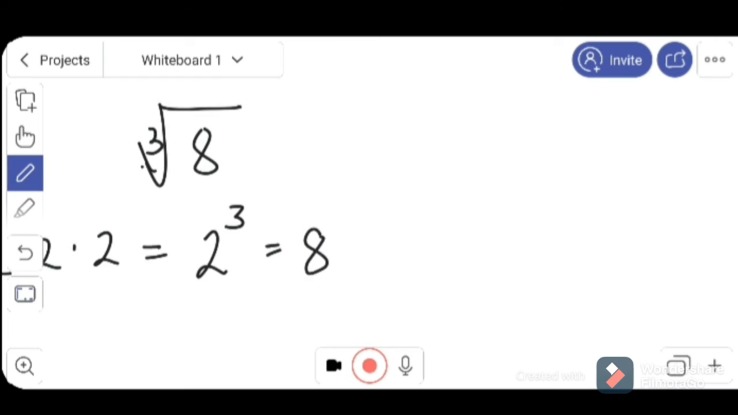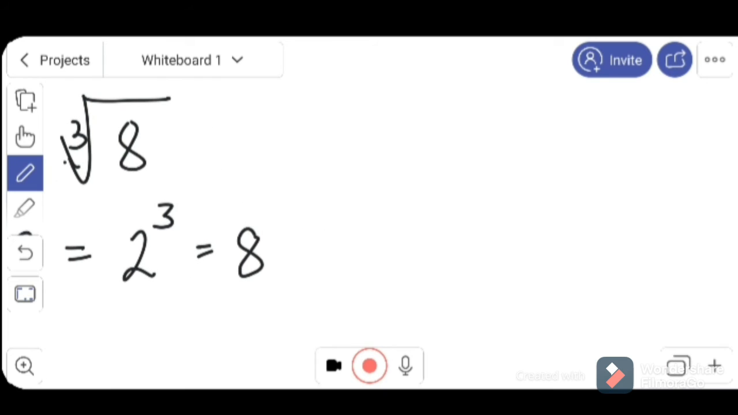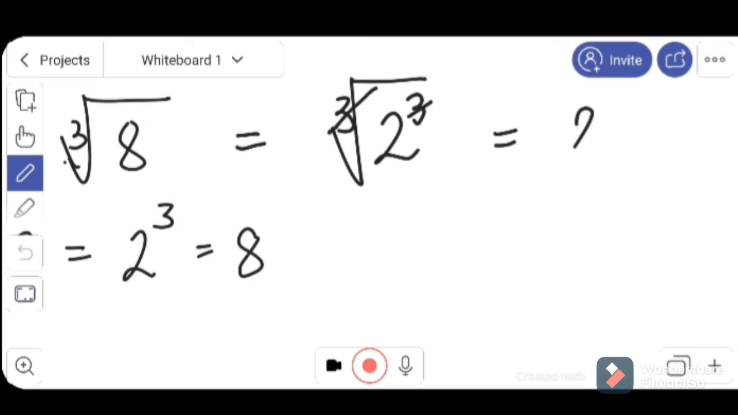So, if this is the case, we can rewrite this as the cube root of 2 cubed. Okay? Since the index is 3 and the exponent is 3, we can cancel it, and the answer now is 2.